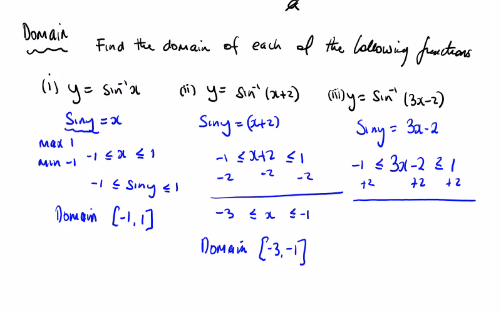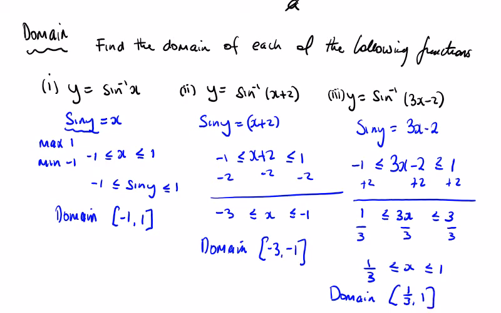So if we add 2, we're going to get 1 less than or equal to 3x less than or equal to 3. And if we divide by 3, we're going to get a third less than or equal to x less than or equal to 1. So the domain of this one is from a third to 1. So nice easy domain questions.